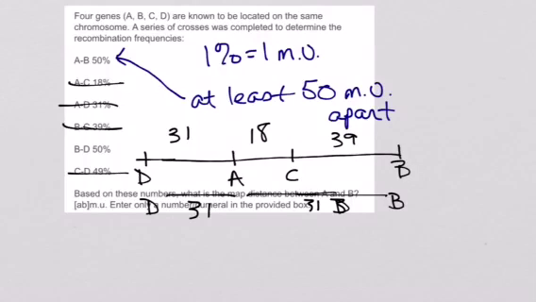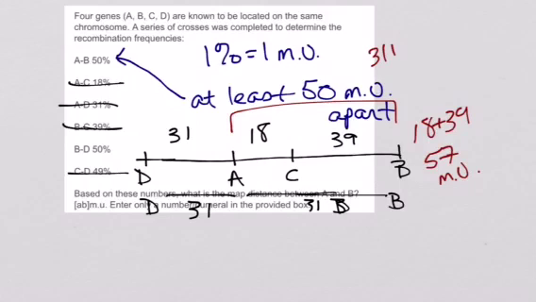And if I look at that in the numbers that I've got, the distance between A and B is going to be 18 plus 39, which in this case is going to be 57 map units. So that would be the exact distance between A and B. And we could come up with the exact distance between B and D as well. If we look here, we would have to add the 31 plus 18 plus 39. That would give us the distance between B and D.